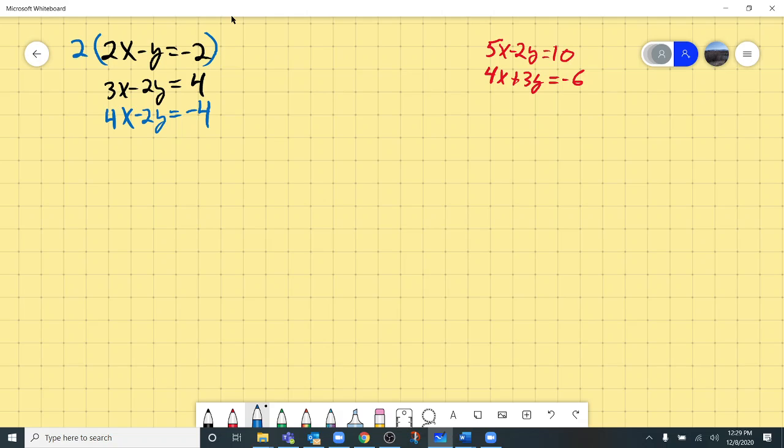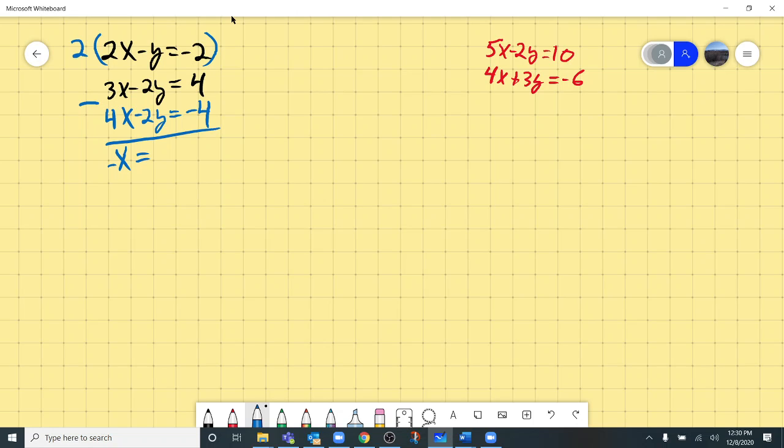Okay, so I have a negative 2y and a negative 2y. Remember, if you have the same sign, you want to subtract to get rid of things. If we added these, then we end up with negative 4y. Okay, let's subtract. So we have 3x minus 4x. That would be negative x. We have negative 2y minus a negative 2y. So minus a negative becomes a plus. So negative 2y plus 2y, that becomes a 0.